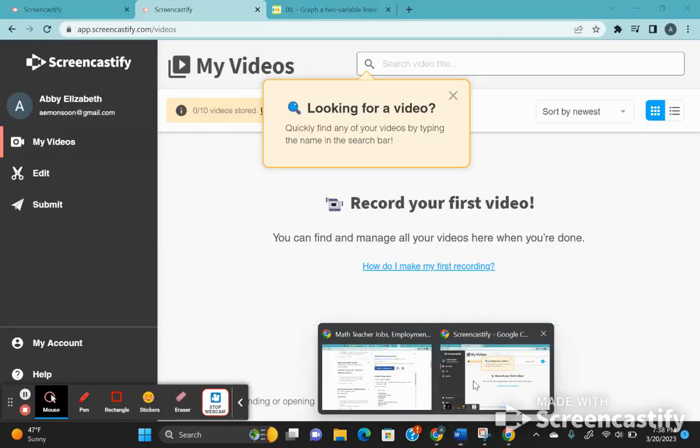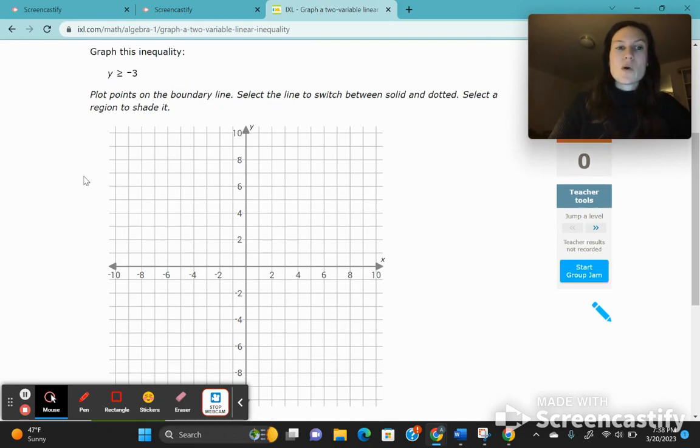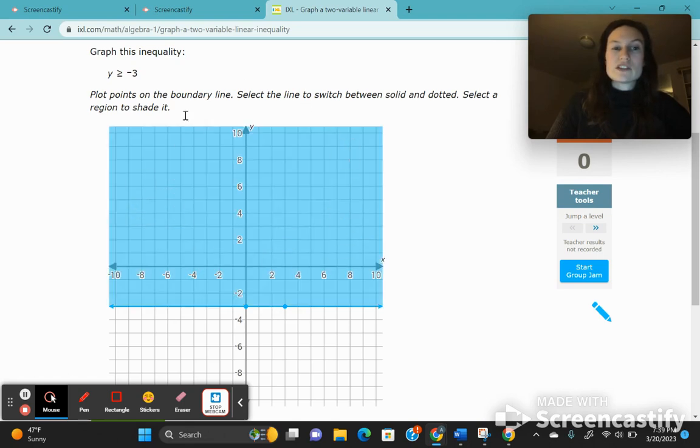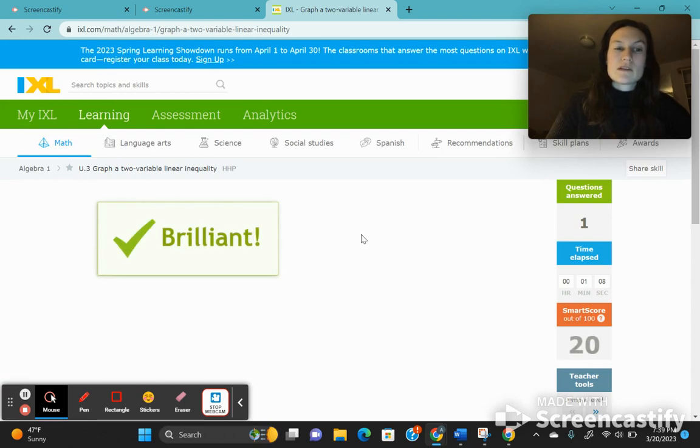So where's my IXL? There it is. So, for example, y is greater than or equal to -3. We would go to the y-axis and we look for -3 and plot that point. And remember, it's going to be a horizontal line. Now, it's greater than or equal to, so we do want a solid line. We're not going to change it to dashed. And we want above -3, so we shade everything above there. Okay? IXL, you better tell me I'm right.